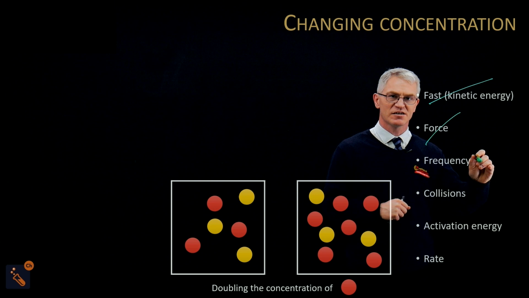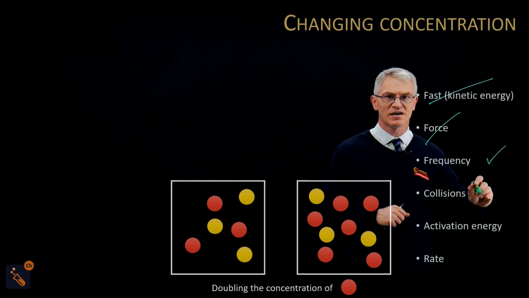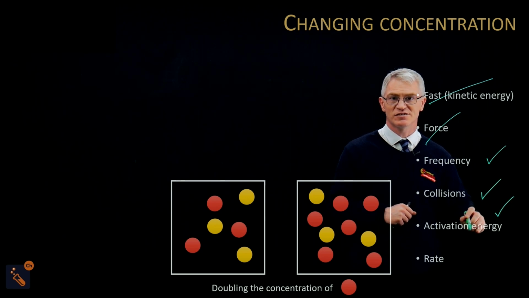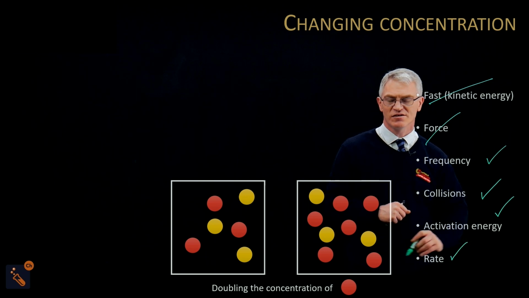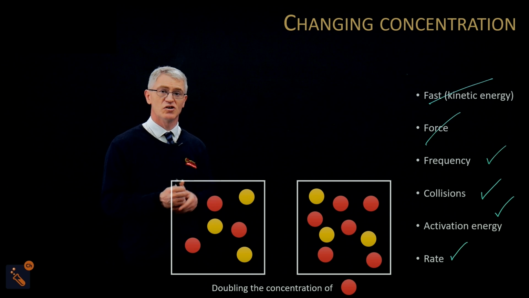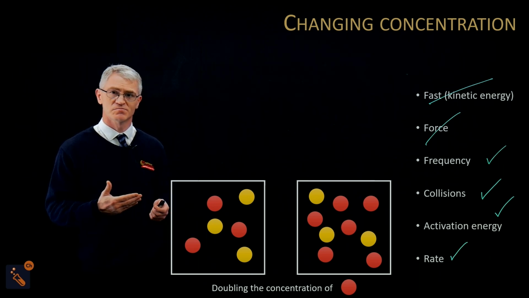Now, they are colliding more frequently because there's more of them around. Okay, so they're going to do that, and they are going to collide. They are going to have activation energy, so I'm going to use that, and they are going to have the rate there as well. So basically, what that means is we're going to use those words. Now, stop the video and try and work out your answer to the question.